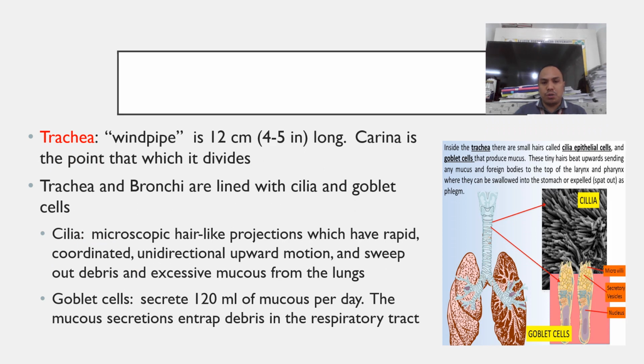And now let's proceed to the trachea. So the trachea, that is the windpipe, it's about 12 centimeters or 4 to 5 inches long. So carina is the point at which it divides. So below the larynx, that is the trachea that leads to the right and left main bronchi or the primary bronchi and the other conducting airways of the lungs. Within the lungs, the primary bronchi divide repeatedly into smaller and smaller bronchi, ending with the terminal bronchioles. So, together, these airways are known as the bronchial tree.